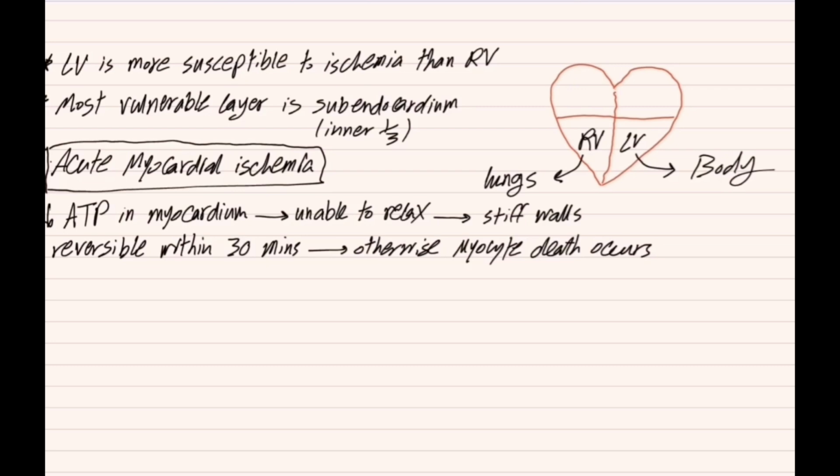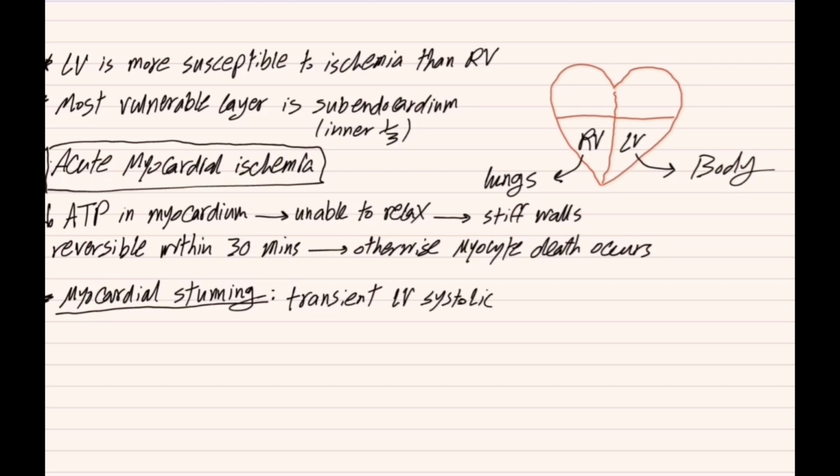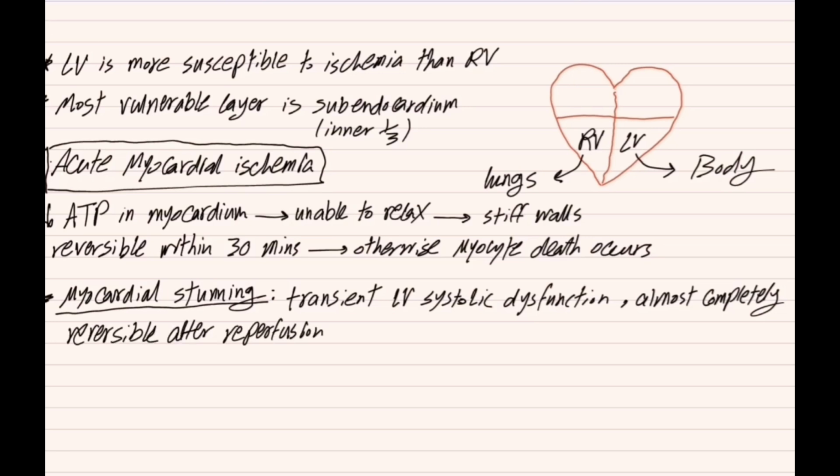When you acutely decrease the blood flow to the heart, something called myocardial stunning sometimes happens. And this means that there is a transient left ventricle systolic dysfunction, meaning the left ventricle cannot really contract well and pump blood to the whole body. Fortunately, this myocardial stunning is reversible after reperfusion, when you restore the blood flow to the heart.